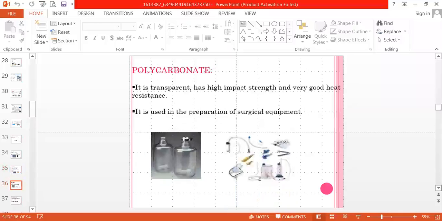Then polycarbonates are there. It is transparent and has high impact strength and very good heat resistance. Generally it is used for the preparation of surgical instruments like your saline tubes.